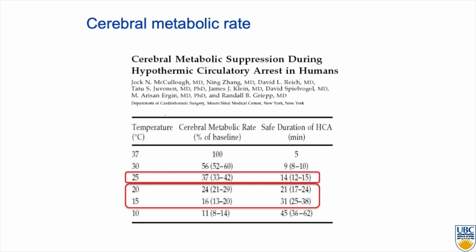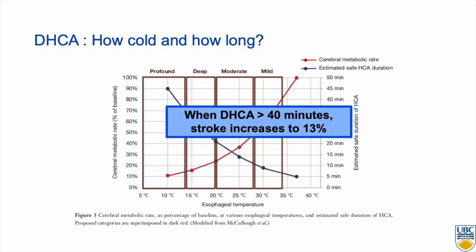This seminal paper by Dr. Griep nicely reflects the previous slides as it shows that the safe duration of hypothermia circulatory arrest alone increases when the temperature is lower, showing a rather safe duration of circulatory arrest of about 31 minutes at a nasopharyngeal temperature of 15 degrees Celsius. This nice graph again illustrates this relationship where the cooler you go, the longer the safety of hypothermia circulatory arrest.